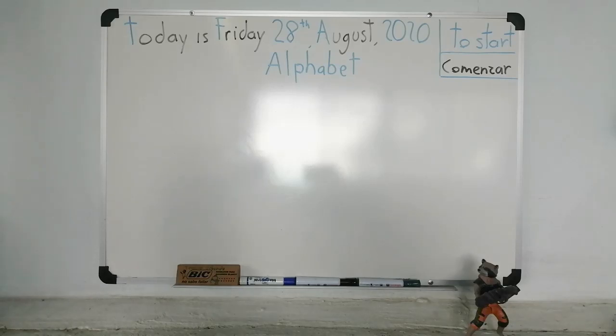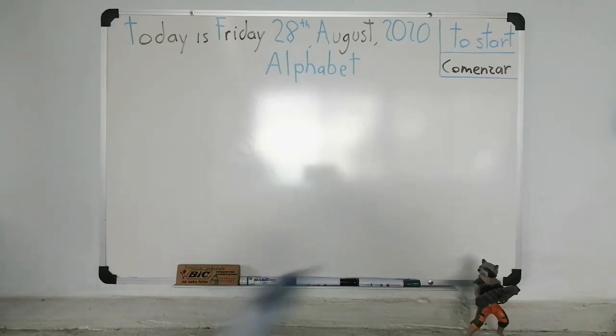Okay, kids, so this is the date. Today is Friday, 28 August, and the year is 2020. This is the topic, alphabet, and for the new students, I'm always writing down a verb for each class. Okay, so in this case, I wanted to write down the verb to start. I choose that verb because it means comenzar, and right now we are starting a new course.